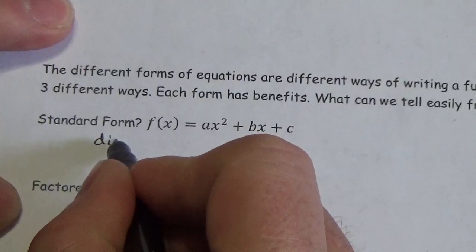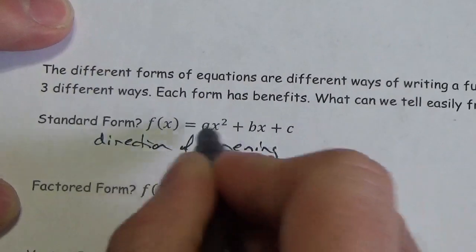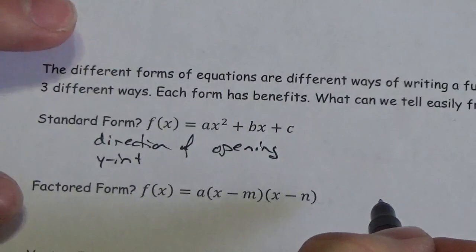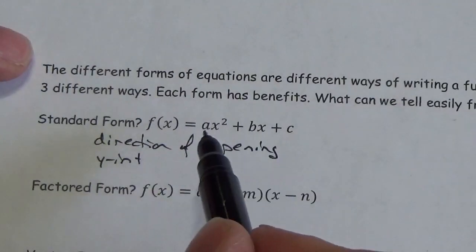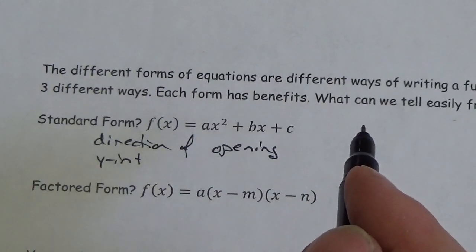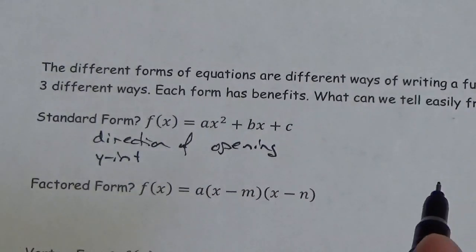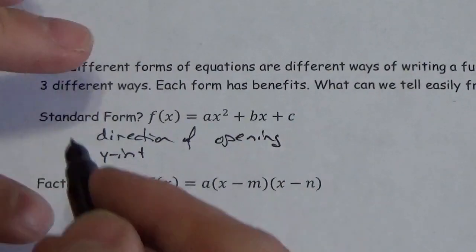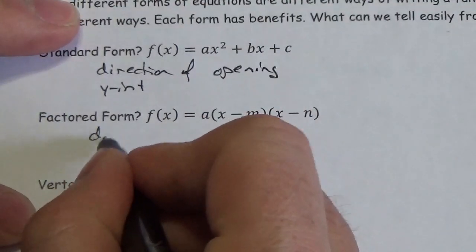I can tell the direction of opening. That's going to be my a value there. I know my y-intercept. That's going to be c. Now in terms of my graph, that's about it. There are other things that we could say about these parameters, the a, b, and c, but they're beyond this course. I do, however, want you to know that there is a lot more here. It's just that what we're looking at right now is an introduction to quadratics. Basically, I just want to know what this is going to tell us about the graph.